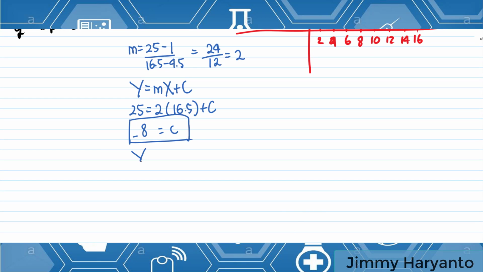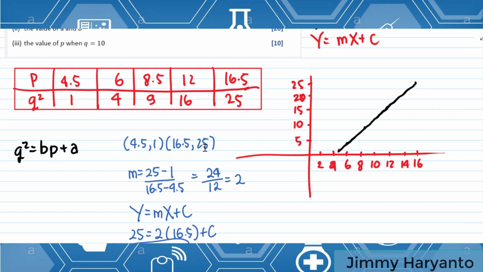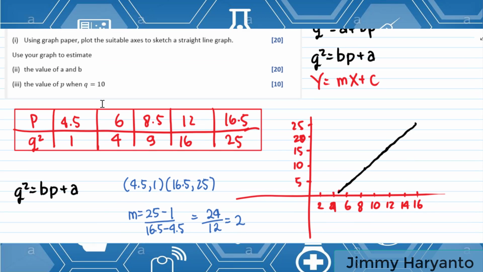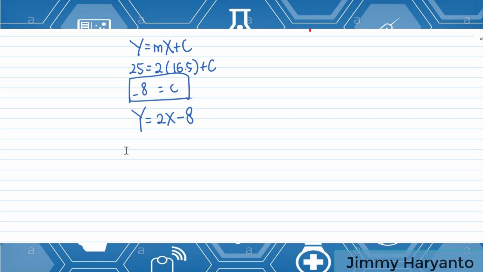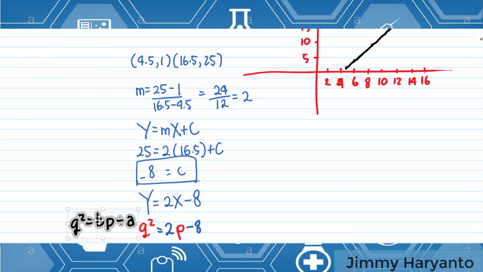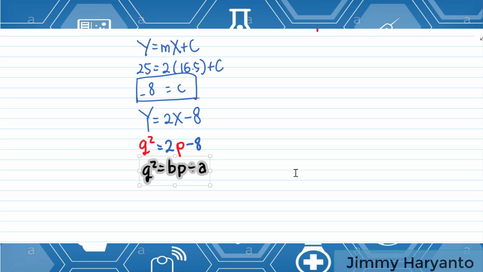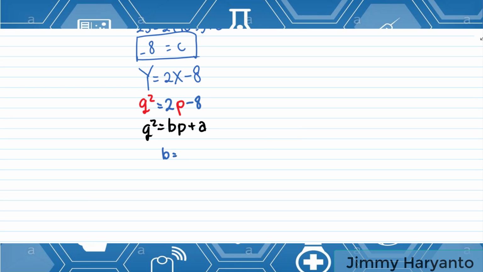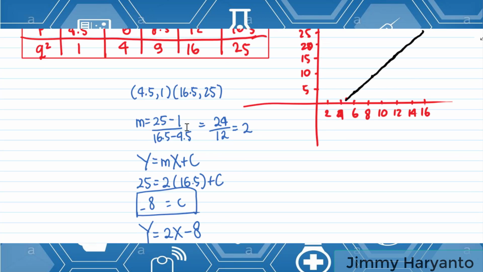And then next we have to rewrite the y = mx + c to y = 2x minus 8, and do not forget to change the y and the x into what? Into p and q square. Q square and p. So the result will be q square equals 2p minus 8. And then you have to compare it with the original. We will get b equals 2 from this one, and a equals negative 8. There you go guys, a and b.